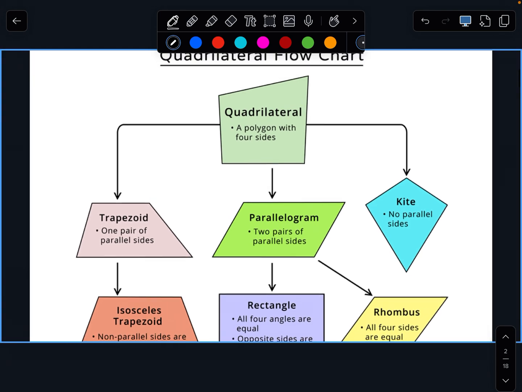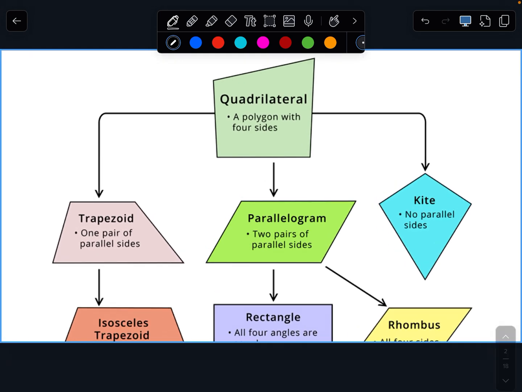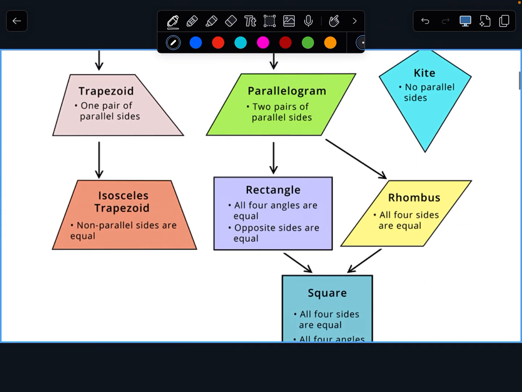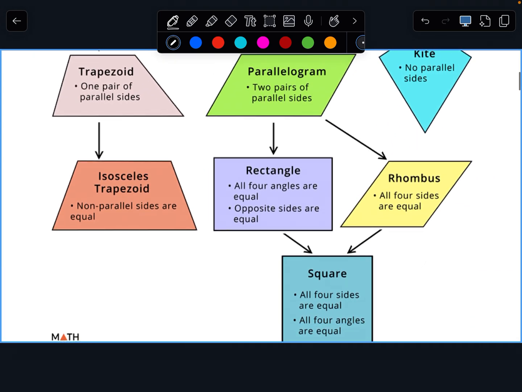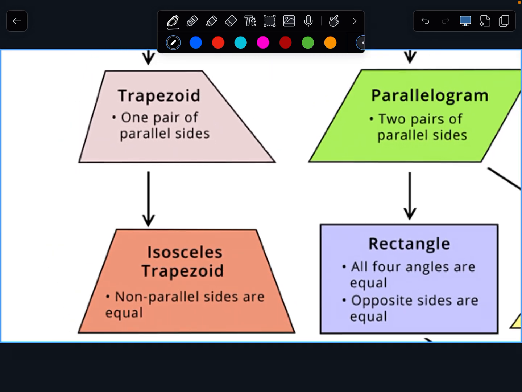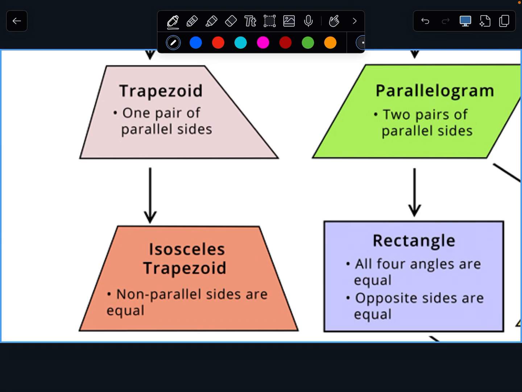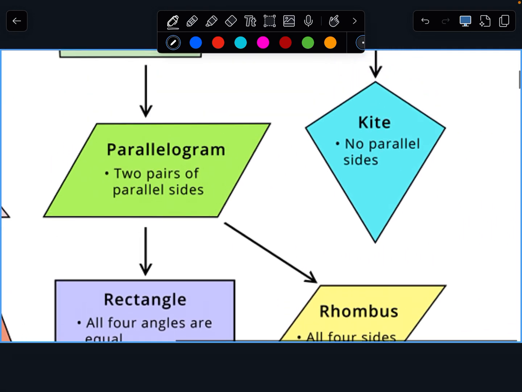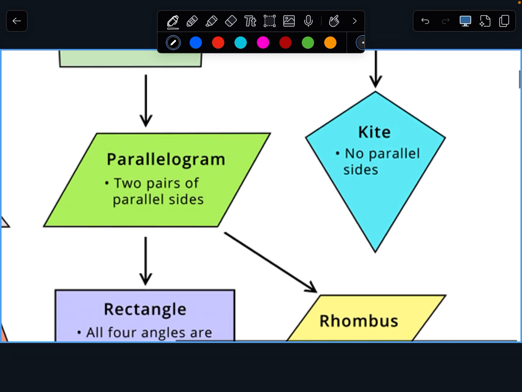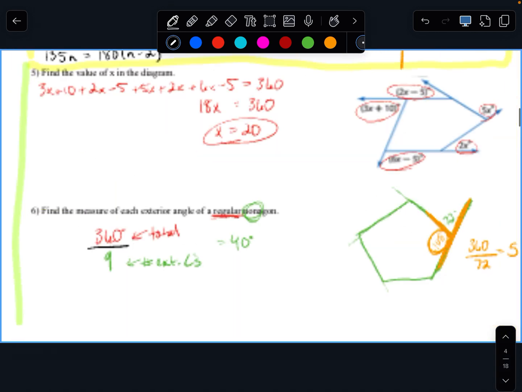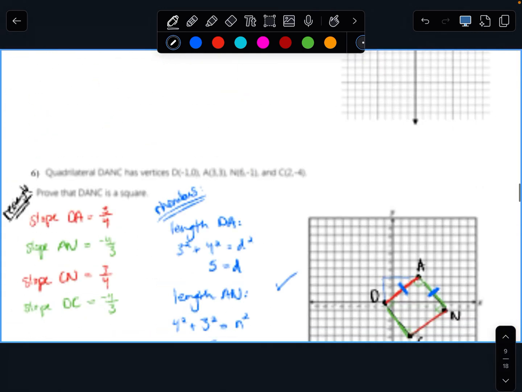Here we go. So what we did was parallelogram, and fancier ones were rectangle, rhombus, square. We're going to do trapezoid and isosceles, so that's non-parallelograms. And then kite, which is its own little island.